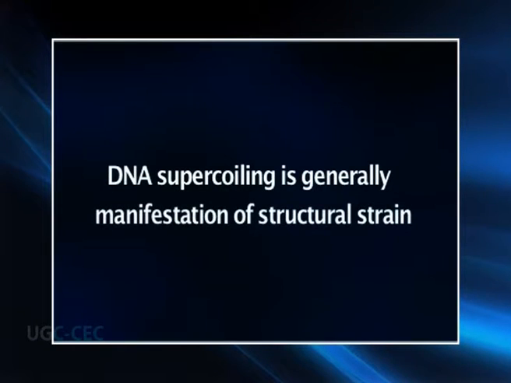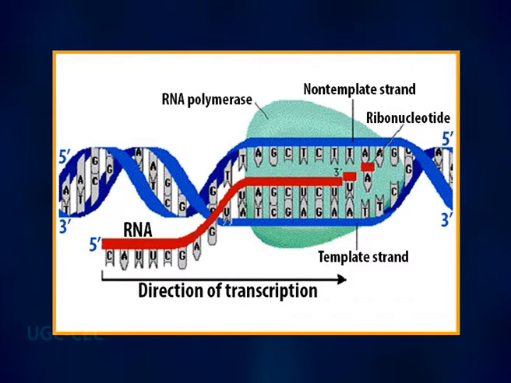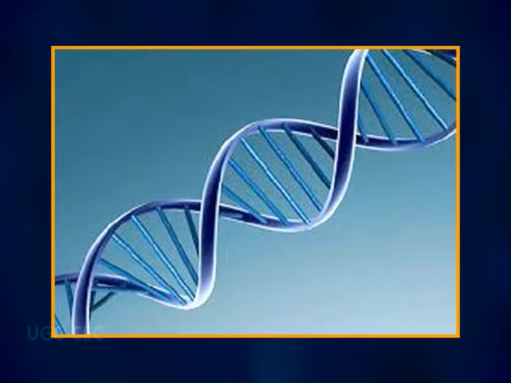DNA supercoiling is generally a manifestation of structural strain. Perhaps less predictable is that replication and transcription of DNA also affect or are affected by supercoiling. Both processes require a separation of DNA strands, which is complicated by the helical interwinding of the strands. This indicates that supercoiling is an intrinsic property of DNA tertiary structure. It occurs in all cellular DNAs and is highly regulated by each cell.